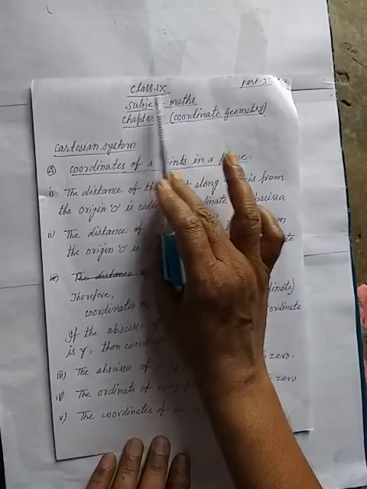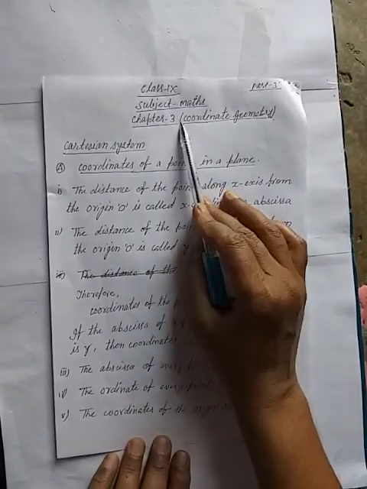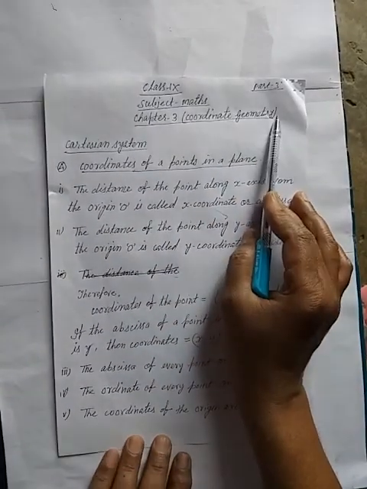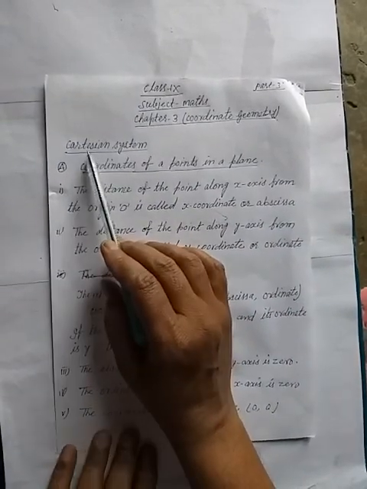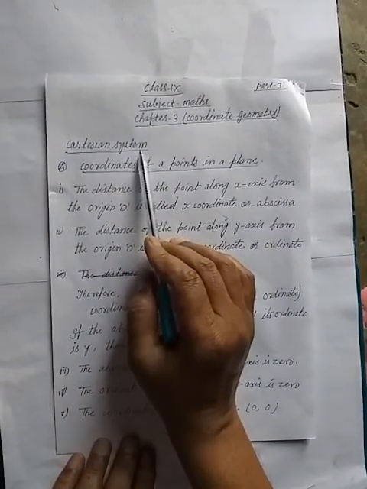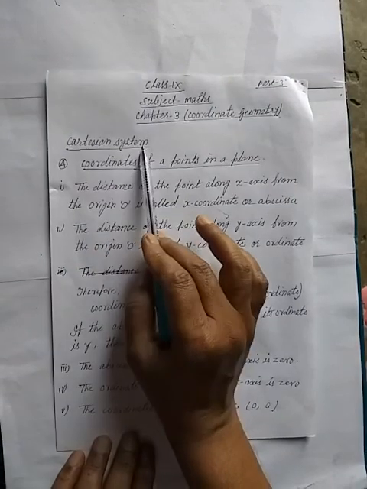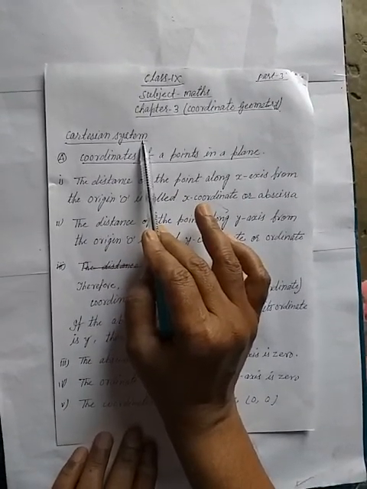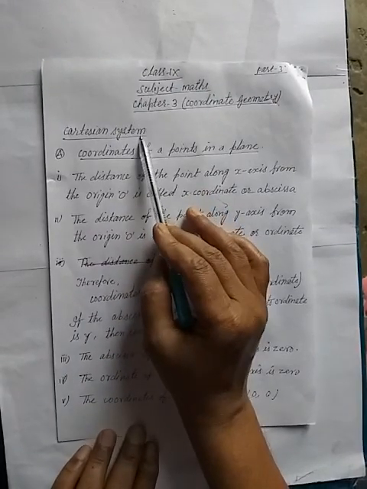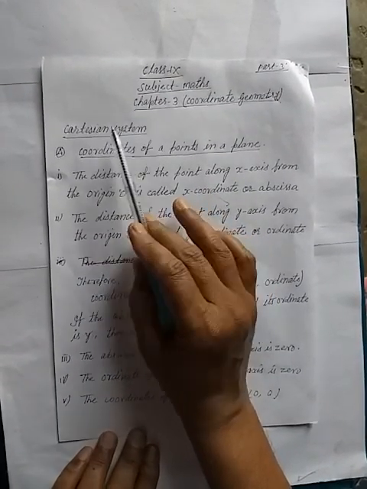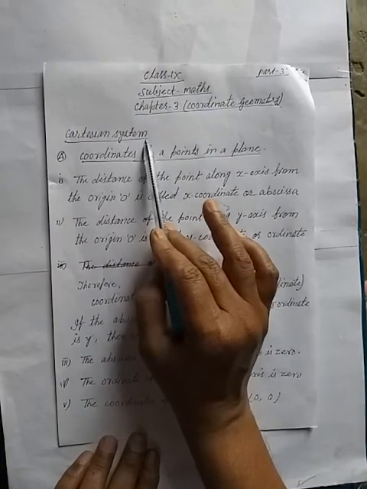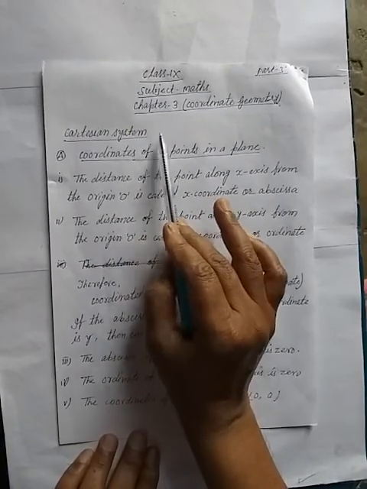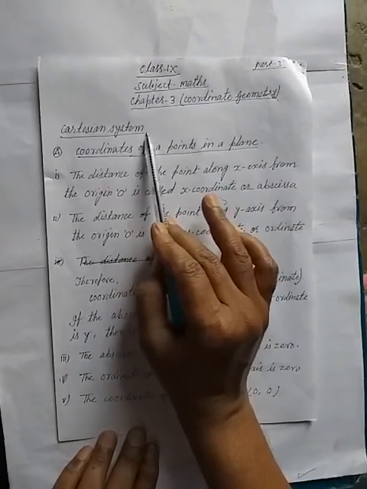I want to teach you class 9 subject math, chapter 3, coordinate geometry. Now, same topic: Cartesian system. I already discussed the Cartesian system. Can you say, students, what is the Cartesian system? Maybe you know the answer. Once again I am going to revise it. Cartesian system means the combination of x-axis, y-axis and origin is called the Cartesian system.